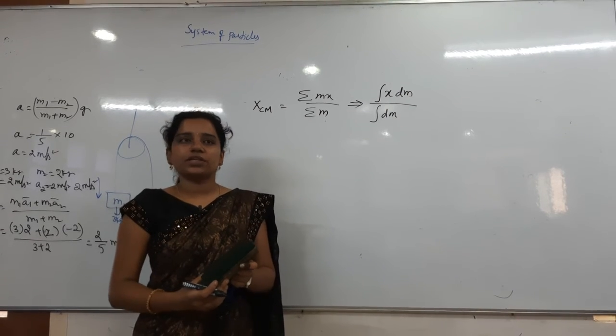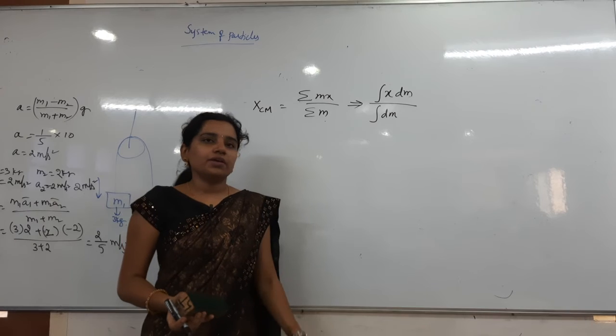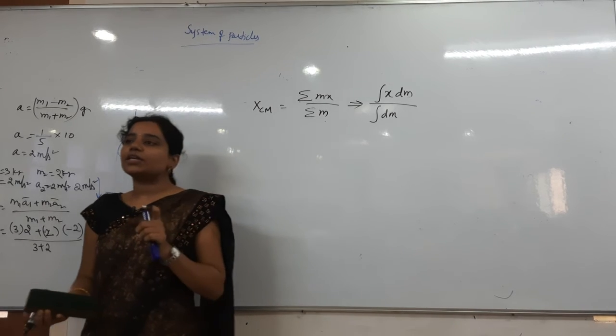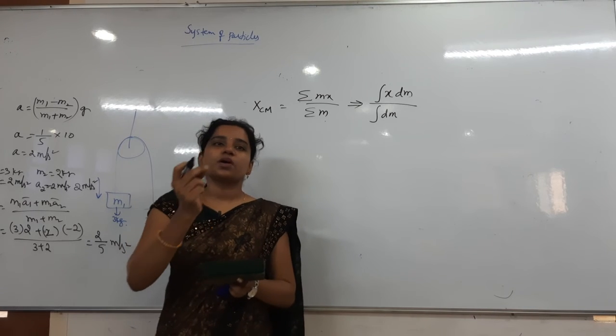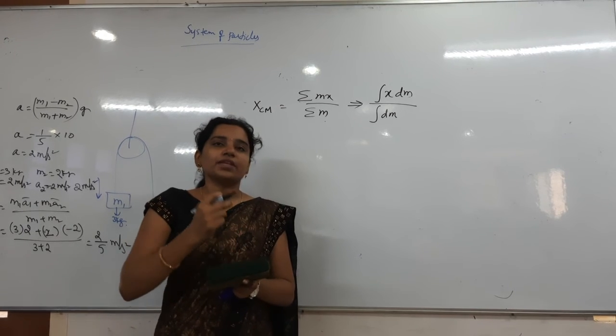Integration of x dm by integration of dm. Why? Because we are talking about continuous bodies. Continuous bodies, nothing but first of all what we will consider? A small element we will consider, then we will increase the mass.